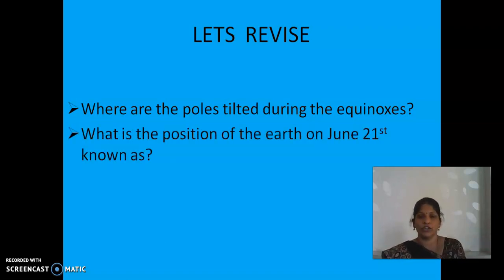When the south pole is tilted towards the sun, southern hemisphere summer solstice, northern hemisphere winter solstice. What is the position of the earth on June 21st known as? Summer solstice for the northern hemisphere. Okay. That is the winter solstice for the southern hemisphere. Summer solstice means longest day for the northern hemisphere. Opposite for the southern hemisphere, shortest day. Okay, dear?